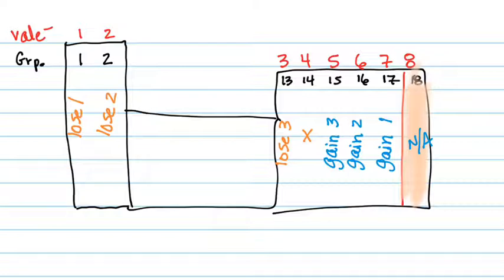Now, remember, losing and gaining electrons, what does that do for your charge? Well, if you lose 1 electron, that means you lost a negative, so you're going to have a 1 plus charge. For group 2, if it loses 2 electrons, it's going to have a positive 2 charge. Both of these are positive, because they're losing electrons.